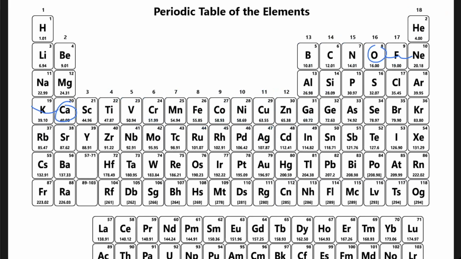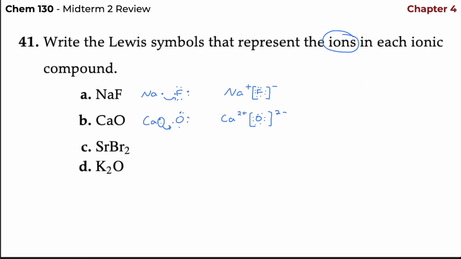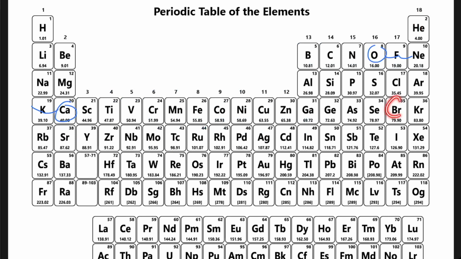And look at where these are on the periodic table. So Sr is over here. It needs to lose 2, right? And which one's the other one? Br, right? That's actually over here. So it only needs to gain 1, right?